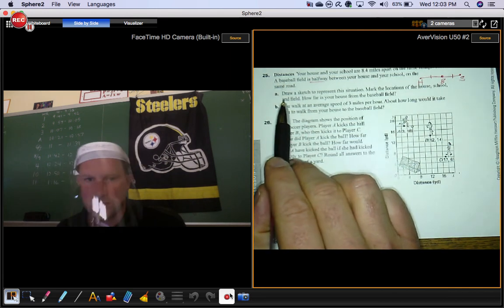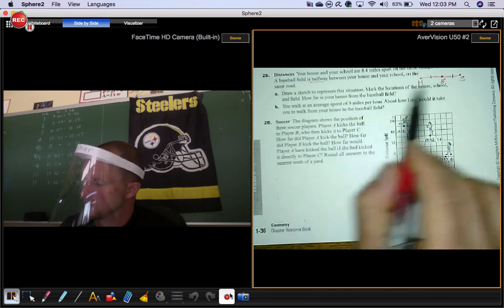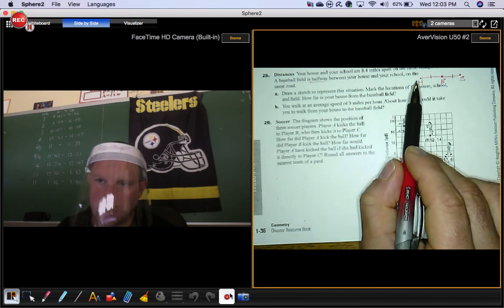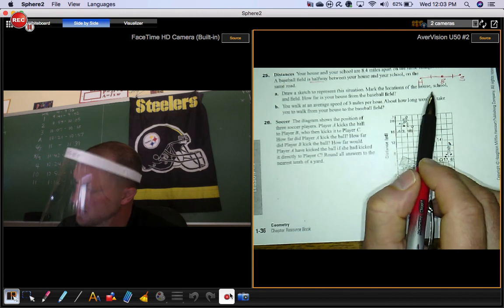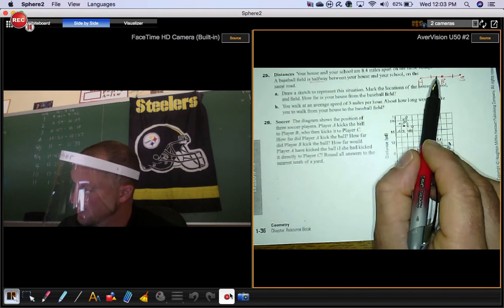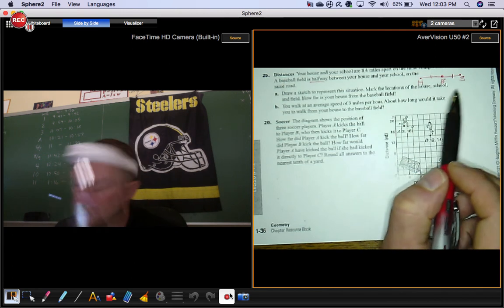This first question says to draw a sketch to represent the situation. Well, we got that. We got a house, a school, a baseball field. We know the baseball field is directly in between because of these marks.